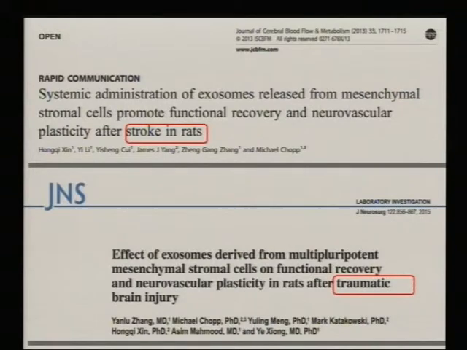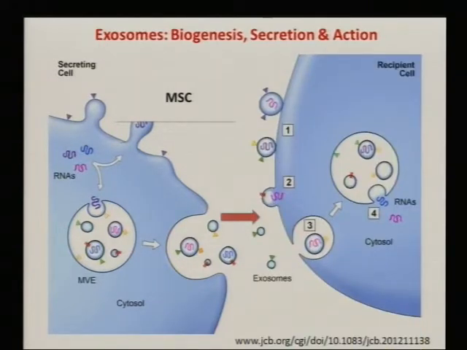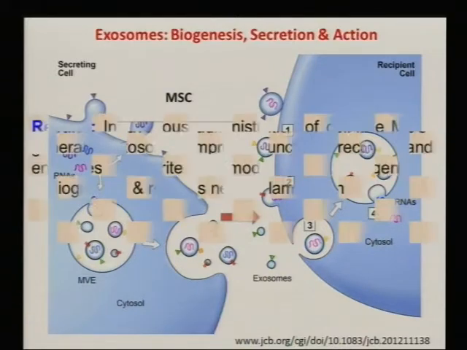The second one is the use of exosomes, both in stroke and traumatic brain injury. Just to tell you how exosomes are different from stem cells: this is a stem cell, it gives out exosomes, just like small vesicles. They are very, very small, around 40 nanometers. When they are released, they get attached to recipient cells which need them, get inside the cells and do the repair through RNA and protein. So this is another mechanism by which stem cells work.